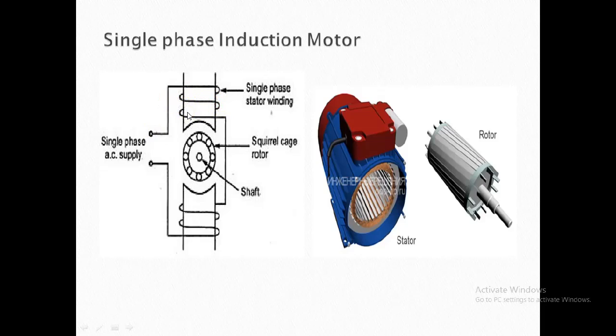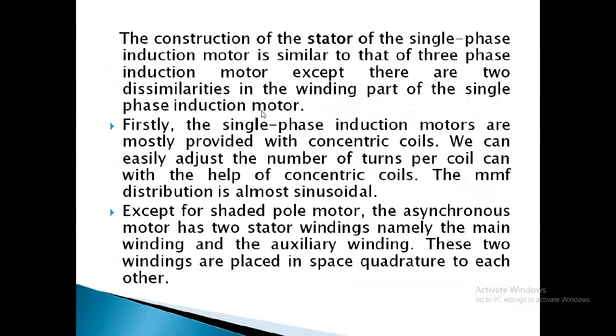What happened? A magnetic field is created with speed equal to the synchronous speed, Ns is equal to 120f/P, due to which the rotor, like in the case of a 3-phase induction motor, here also, due to this MMF, it links with the rotor winding, and the rotor rotates a little bit less than the synchronous speed. Hence it is also known as an asynchronous motor.